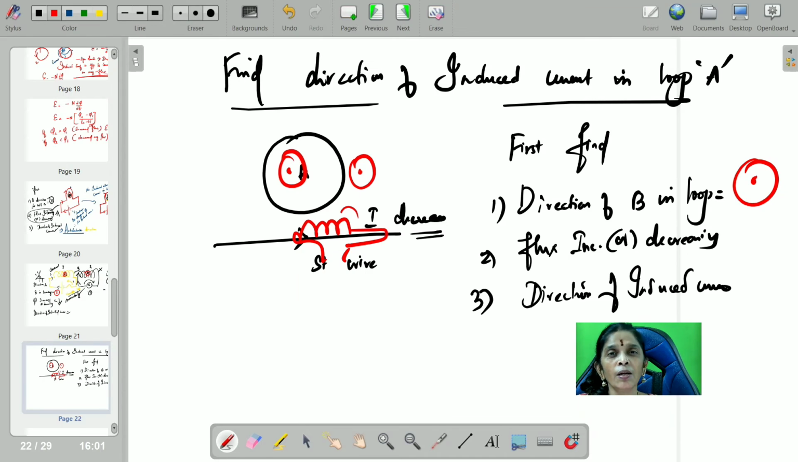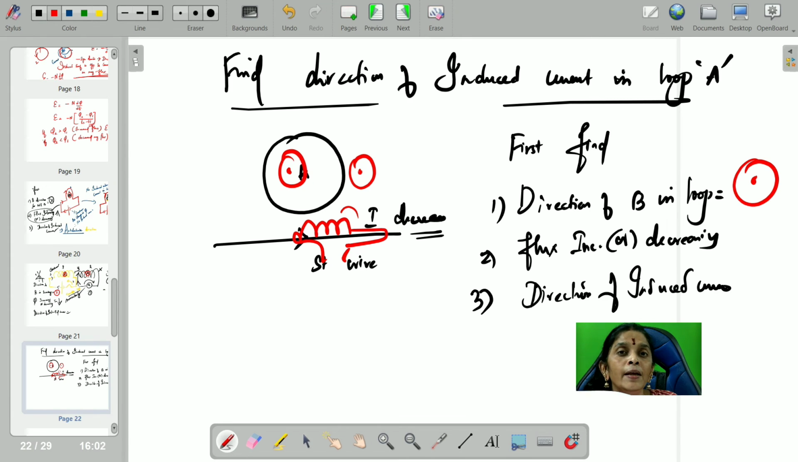Now switch. Use the right hand thumb rule. Magnetic field inwards means I have to keep it like this. This is your paper. Inwards means how do you keep? Like this. But here magnetic field is outwards. See how I am keeping outwards? This is outwards. Which way am I getting? Check. Anti-clockwise. Do I need to change?